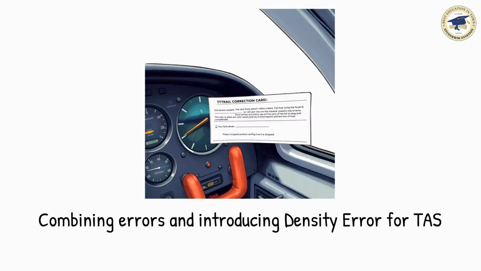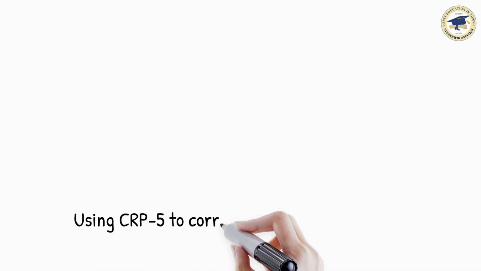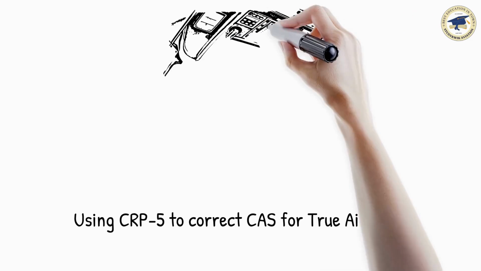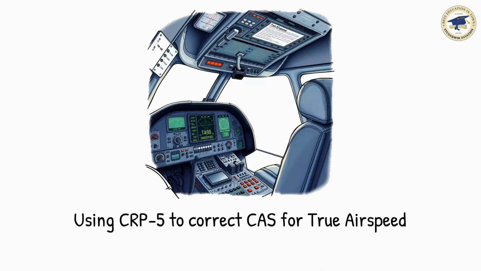We already know that the ASI is calibrated for sea level ISA density. At different altitudes, the air density changes, which means IAS is not TAS. This is why we use tools like the CRP5 navigation computer to correct CAS for density error. The result gives us the true airspeed, TAS. Let's pause and summarize so far. IAS plus or minus instrument and position error equals CAS. CAS plus or minus density error equals TAS.